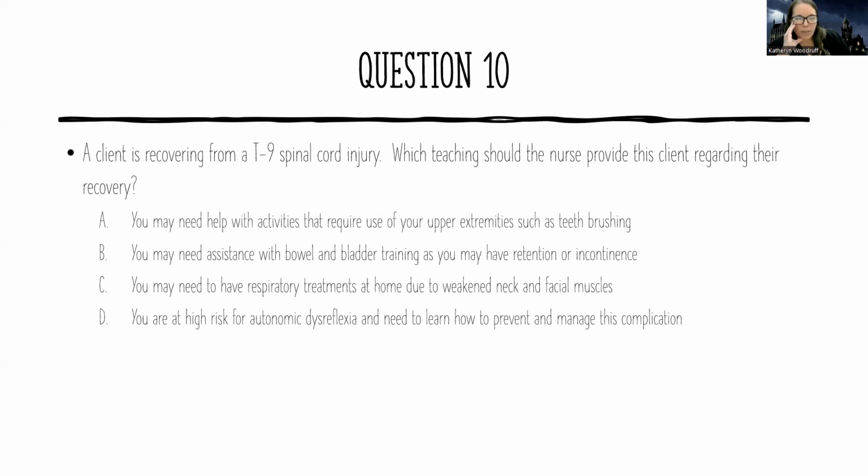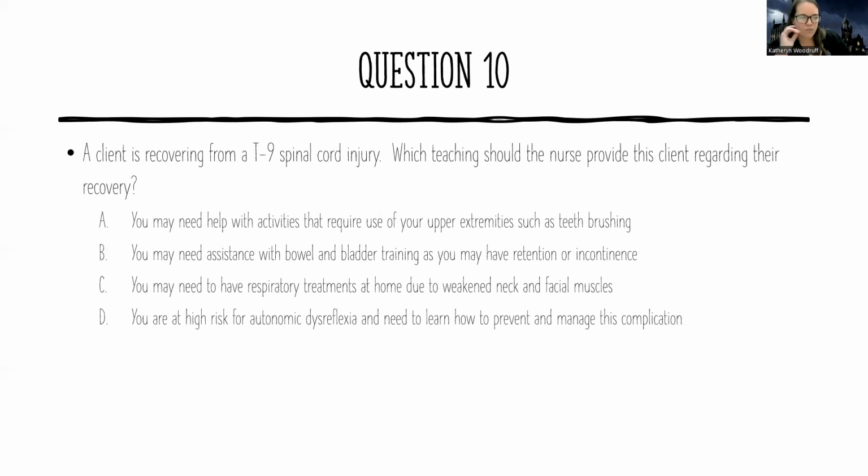B: you may need assistance with bowel and bladder training, as you may have retention or incontinence. Now, the lower we get, the more we have bowel and bladder issues, that's more of the focus. So I like that one so far, but let me keep looking. C: you may need to have respiratory treatments at home due to weakened neck and facial muscles. I know that all spinal cord injuries can have weakened respiratory muscles like the intercostal muscles, but I don't like the end of this answer because it says weakened neck and facial muscles. In T9, they really shouldn't have any weakened neck and facial muscles from that low of an injury. So I don't like the full answer, and I'm going to say no to that one.